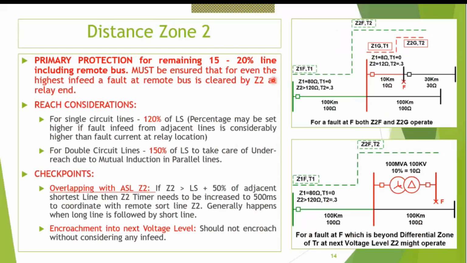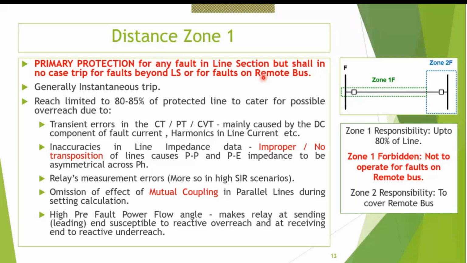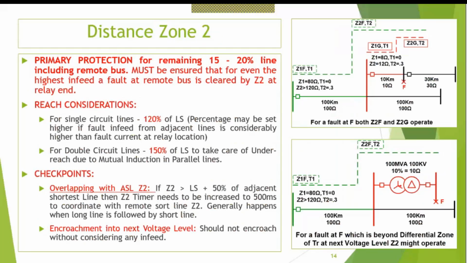Okay, now about zone 2. So zone 2 has to cover this part. This is our zone 2 cover. It will cover this bus, the responsibility to cover the remote bus. Zone 2 is the primary protection for the remaining 15 to 20% of the line including the remote bus. It must be ensured that even for the highest infeed, a fault at the remote bus is cleared by zone 2 at the relay end.